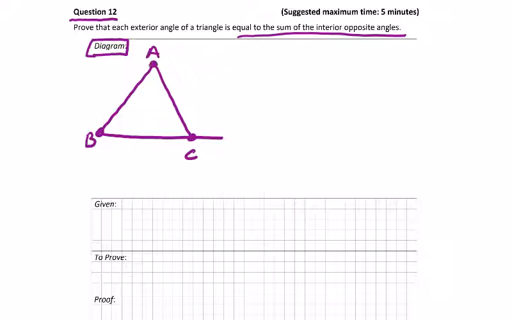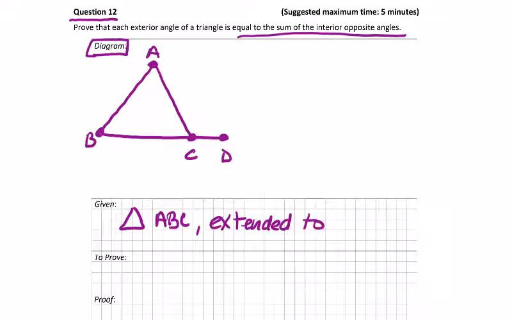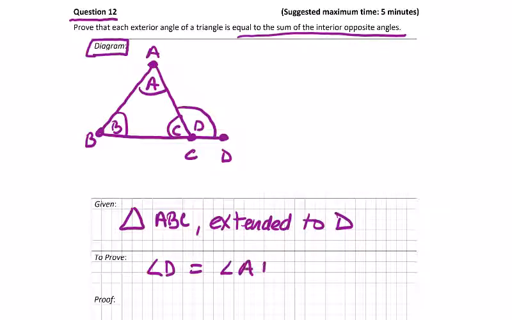We can have our construction on it here too. Given triangle ABC, and we could say extended to D. That's what you'd write in here to prove. Let's call this angle A, angle B, and angle C. To prove each exterior angle, the exterior angle here we'll call D. So let's prove angle D is equal to the sum of the two interior opposites, angle A plus angle B.